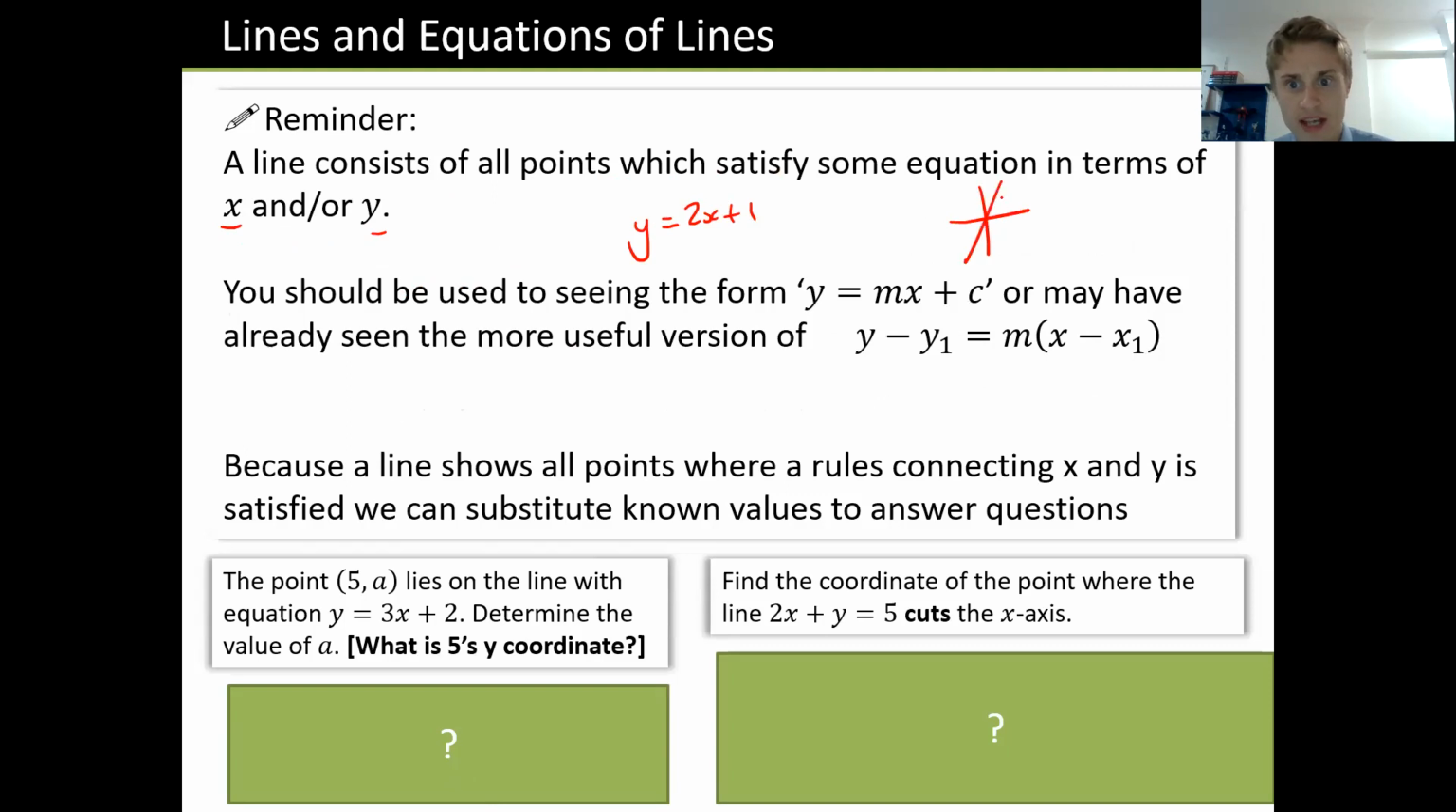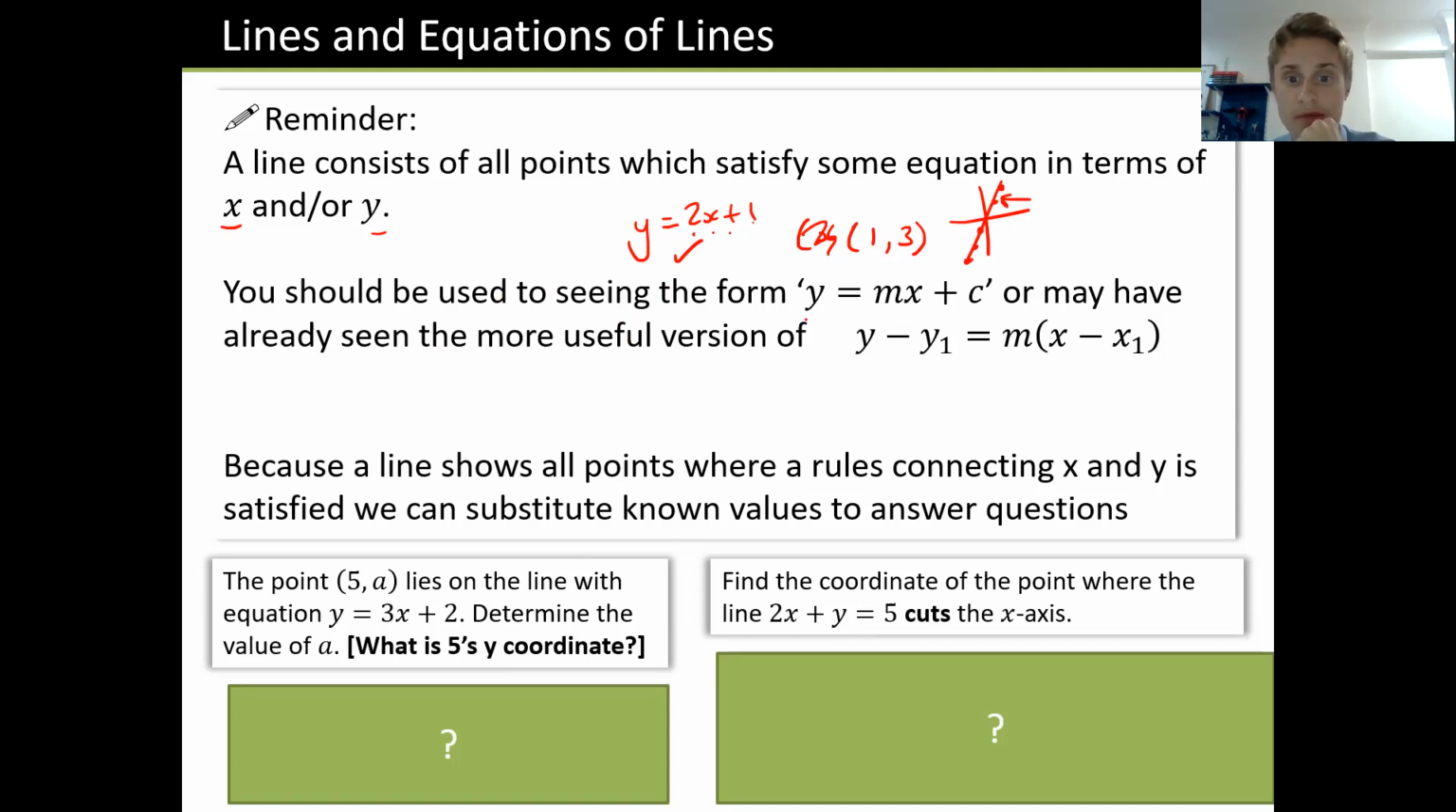So if we sketch that, which would look something like this line here, the idea is that any coordinates, whether it's whole numbers, fractions, positive, negatives, and so on, they all make this work. So an example of a coordinate that would work would be, let's get rid of that, an example would be 1, 3. Why would that work? Well, 2 times 1 is 2, plus 1 is 3. So this works. So it would be on the line.